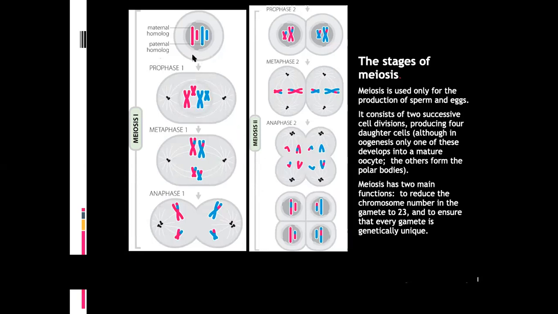In the first cell you have 46 chromosomes. As the result of meiosis we get 4 daughter cells, each containing only 23 chromosomes. Okay, so this is very important. Also remember that the chromosomal genetic combination is changed. Genetic variety is changed.